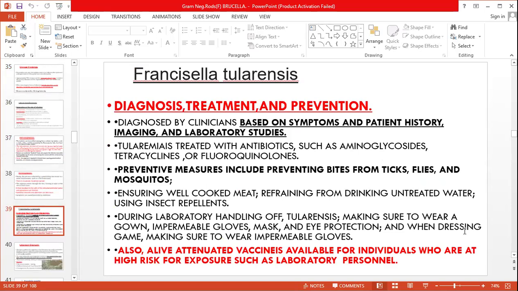Diagnosis, treatment, and prevention can be done based on the symptoms and patient history. Imagine a laboratory test. It is treated with antibiotics like aminoglycosides, tetracycline, and fluoroquinolone derivatives. Preventive measures include preventing bites from ticks, flies, and mosquitoes, ensuring well-cooked meat, refraining from drinking untreated water, and using insect repellents. Also, a live attenuated vaccine is available for individuals who are at high risk for exposure, such as laboratory personnel.